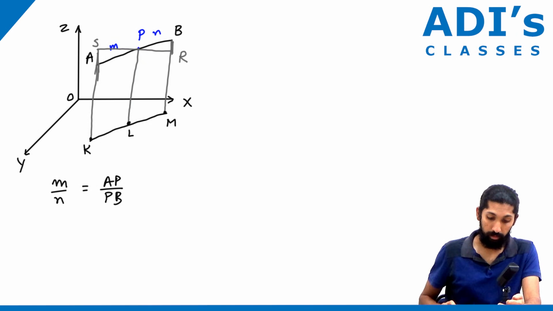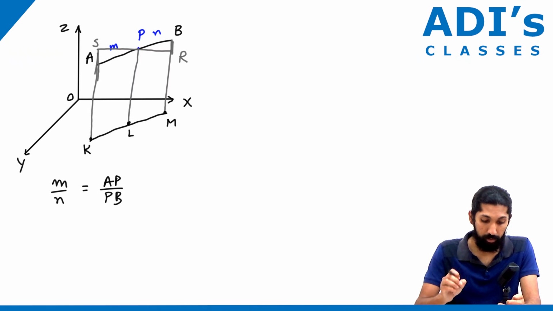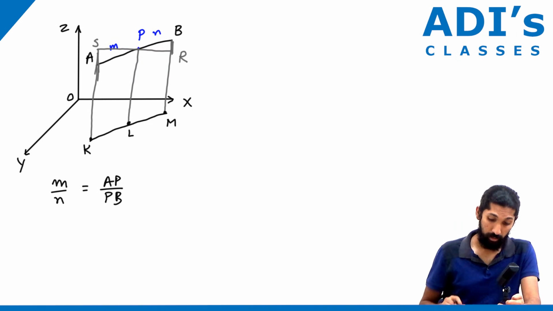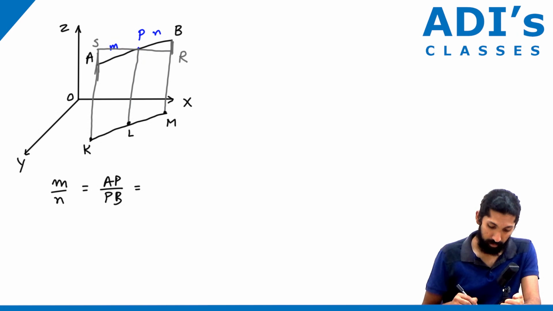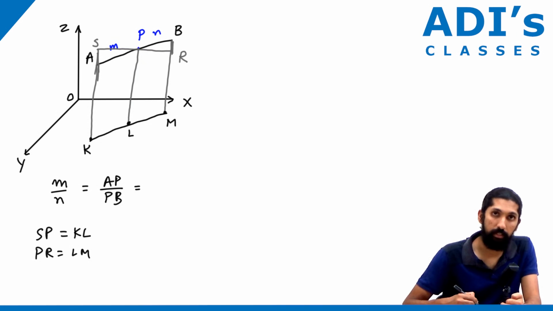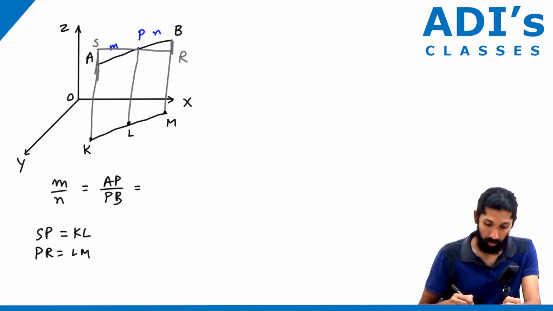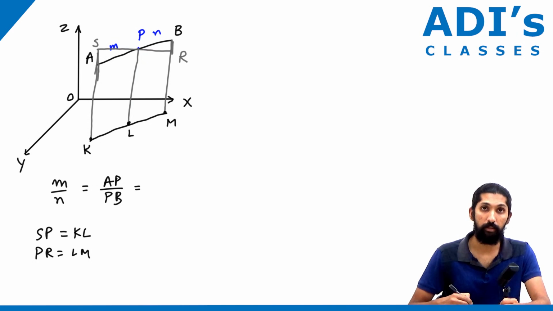Okay. Now in this case, m:n is AP is to PB. Correct. Since we have AP is to PB, now the same thing we can write. Here KL is equal to SP and LM is equal to PR. Correct. Now what you have is that SP is equal to KL and PR is equal to LM. Now this we can easily calculate, isn't it? Now once you have this one, SP is equal to this.